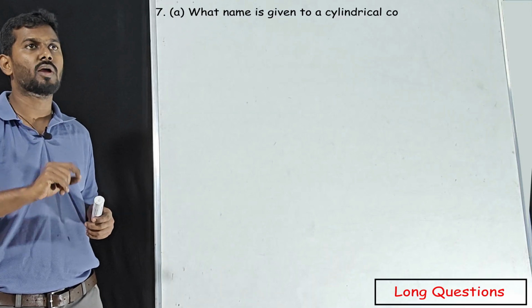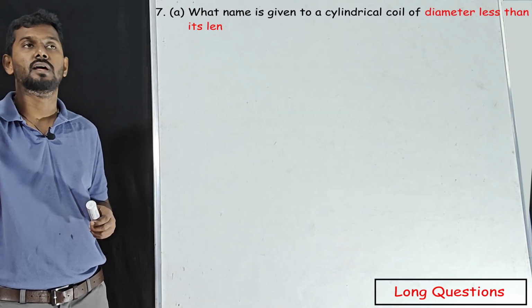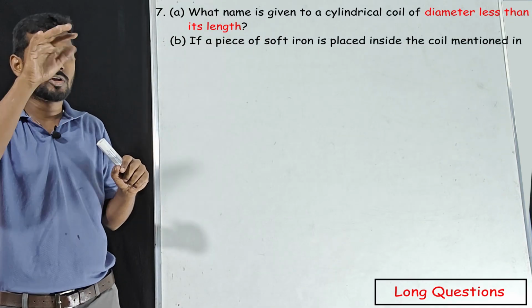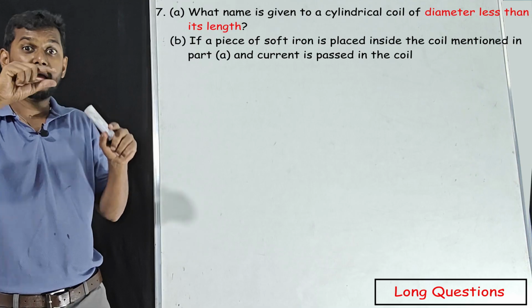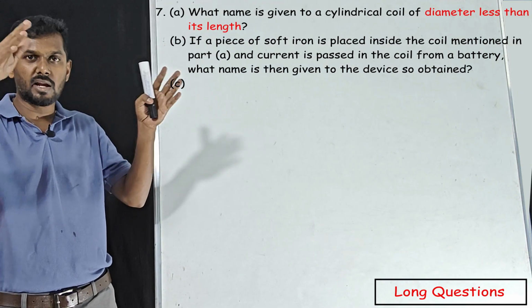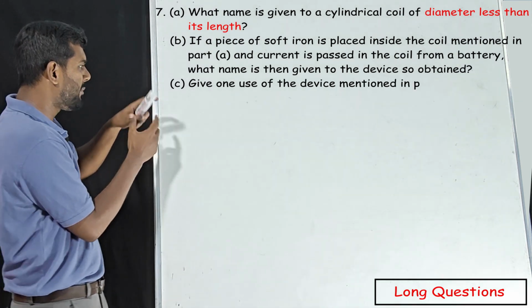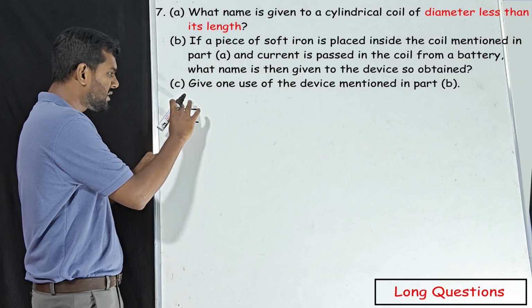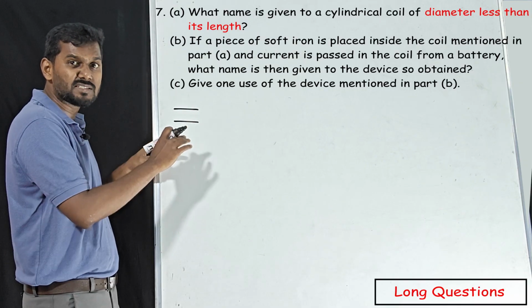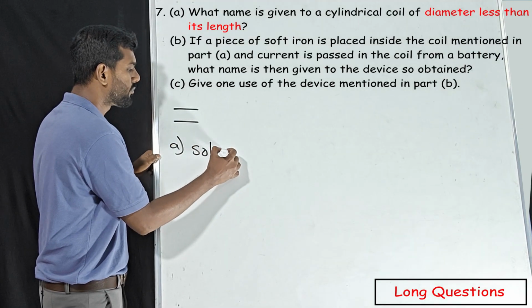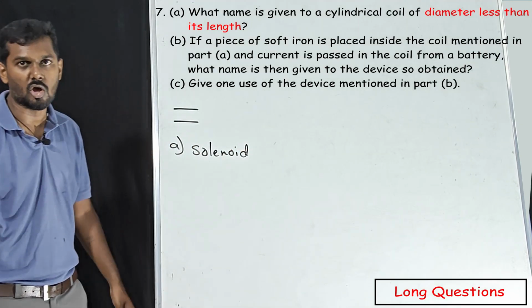Our next question: what name is given to a cylindrical coil of diameter less than its length? Very important, these are the logical questions. Here the diameter of the wire is less compared to its length. Diameter is nothing but the thickness of the wire. If the diameter is less than the length, it is called a solenoid.